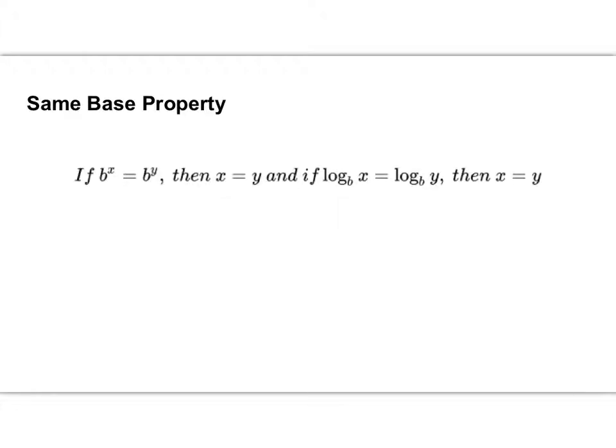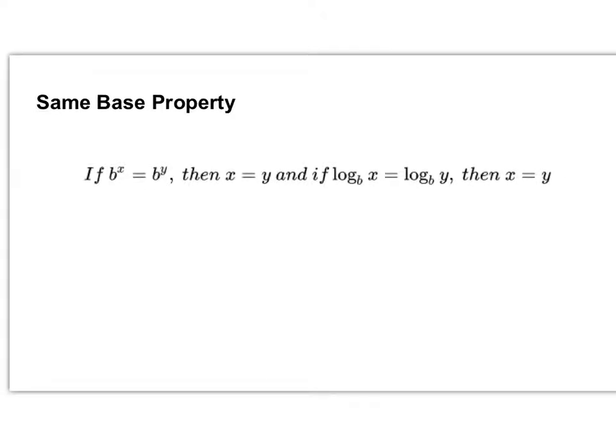Okay, so we've talked about properties of logs. Here's one that we didn't necessarily talk about, but it's called the same base property. If I have b to the x equal to b to the y, then x has to equal y. And the other one is if I have log base b of x equal to log base b of y, then x has to equal y again, right?